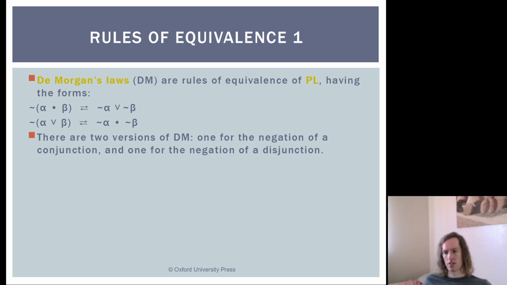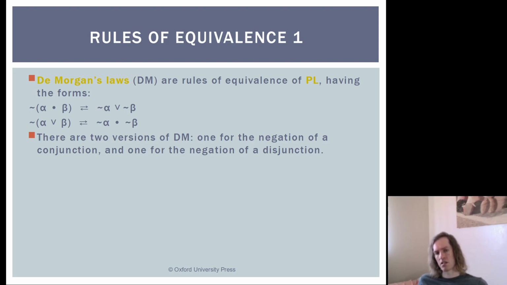So let's think about what this means. The first formula says it's not the case that alpha and beta. So if it's not the case that alpha and beta, then alpha and beta can't both be true. At least one of them is false. Maybe both of them are false. So either alpha is false or beta is false, or alpha and beta are false individually. So we have three options.